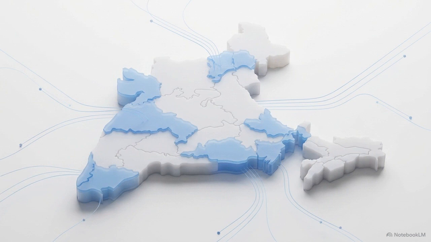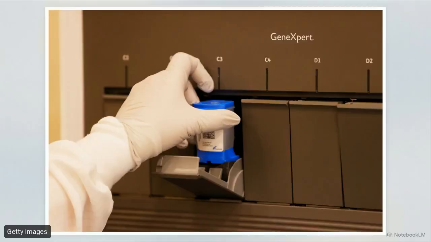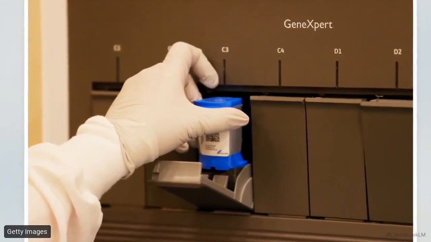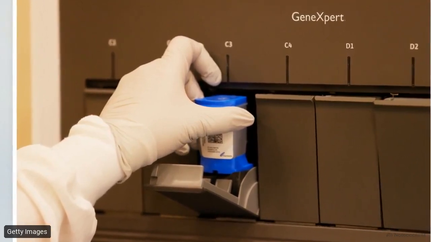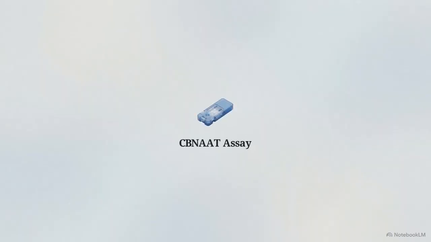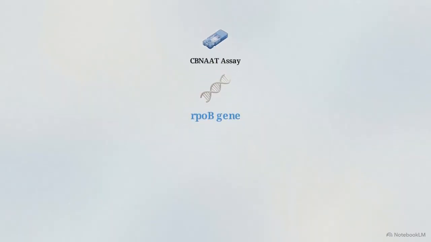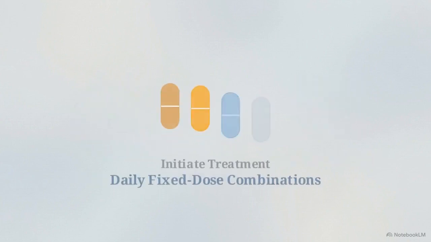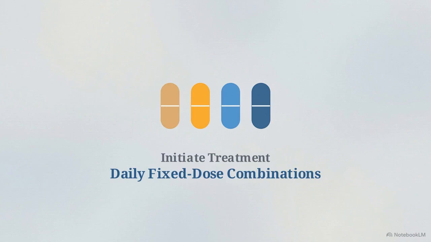India operates under an aggressive national strategic plan, ending TB by 2025. To meet that deadline, the National TB Elimination Program shifted away from traditional microscopy. They now rely on upfront molecular testing using CBNAAT, or GeneXpert. This schematic shows how the assay targets the rpoB gene, simultaneously detecting Mycobacterium tuberculosis and rifampicin resistance. This profiling takes under 2 hours at the primary center. This turnaround lets clinicians bypass weeks of waiting, instantly initiating daily fixed-dose combinations.